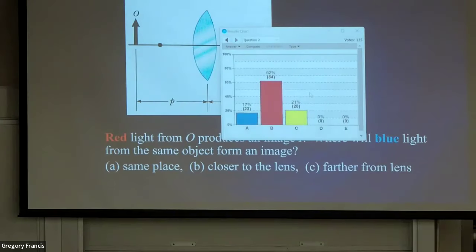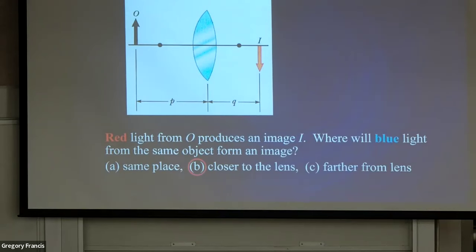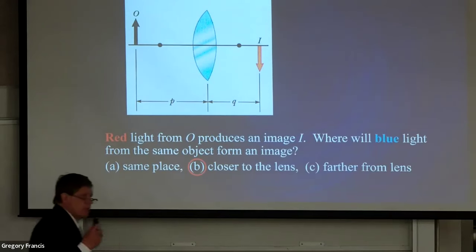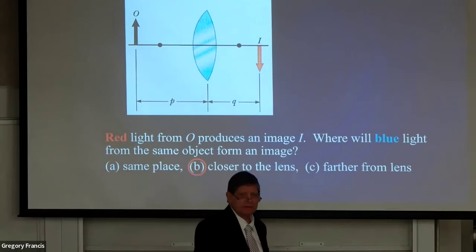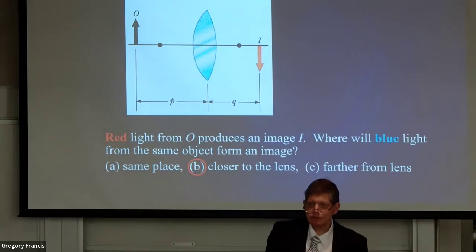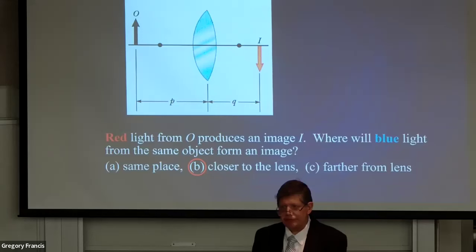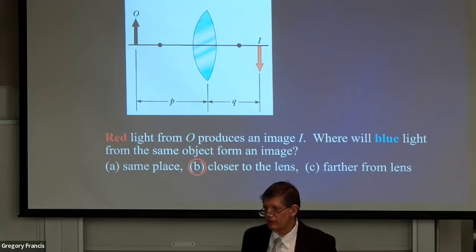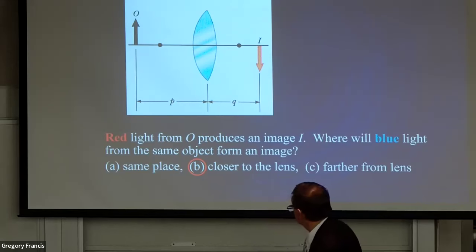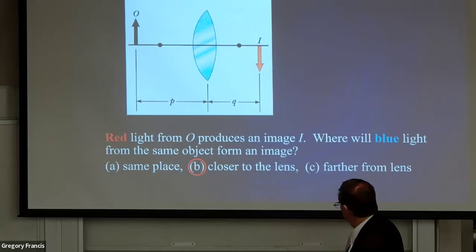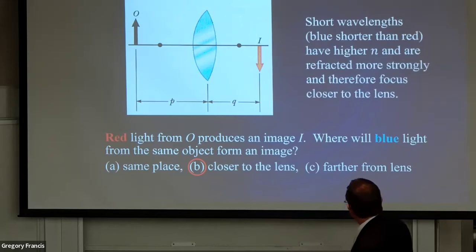Good, the answer is B. Remember, BBB, blue bends better. So when the blue light gets there, it's going to slow down more than the red light did, which means it's going to bend towards the normal more than the red light did. And so it's going to end up closer to the lens.